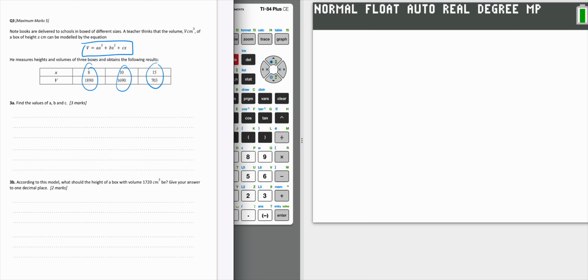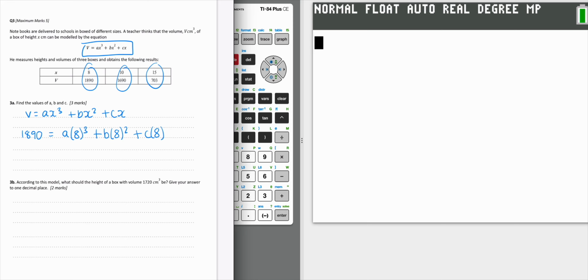So we need to write down different equations with the information that we've been given so that we can find A, B, C. So the first equation, we know that V is equal to ax cubed plus bx squared plus cx. So we can now start to type in our information that we got given. So the first one, this one here, we have 1890 is equal to a times 8 cubed plus b times 8 squared plus c times 8.